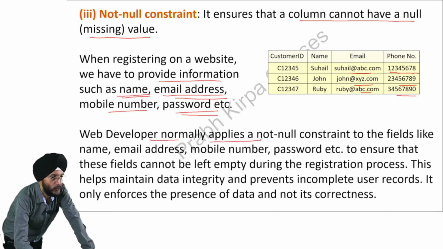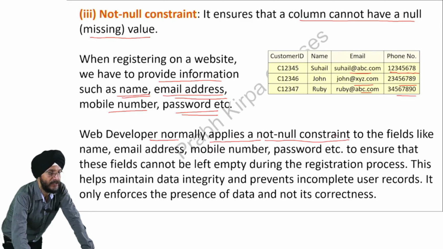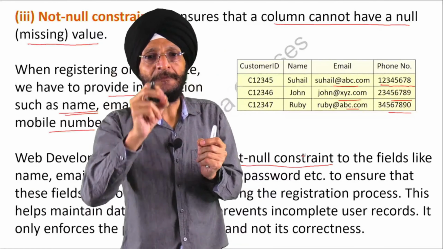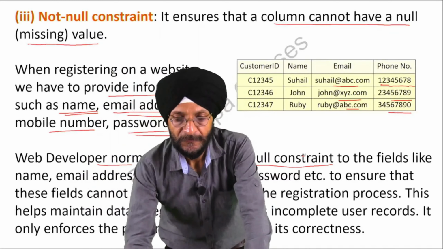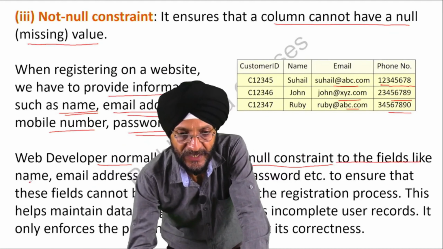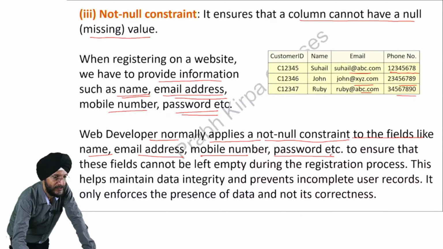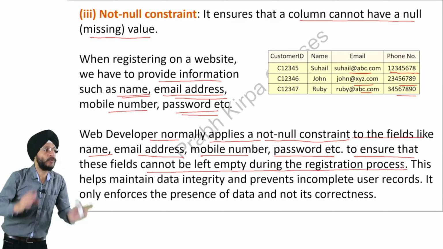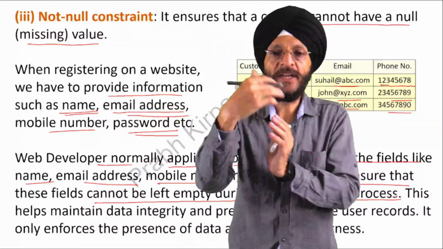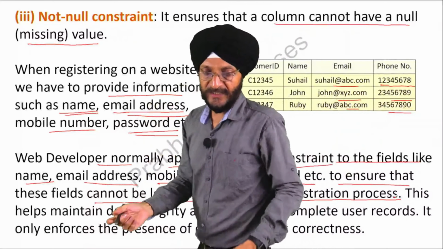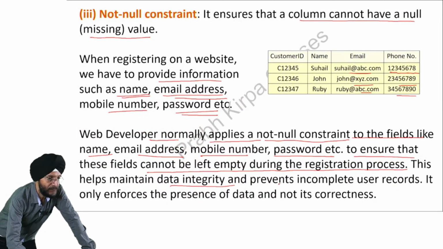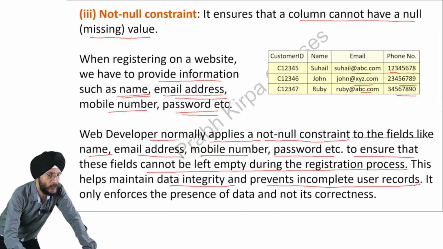A web developer normally applies a not null constraint. That is, the web developer will see that you surely fill fields like name, email address, mobile number, password. You must fill these to ensure that these fields cannot be left empty during the registration process, so that the website may communicate with you at any stage if the need arises. This helps in maintaining data integrity and prevents incomplete user records.